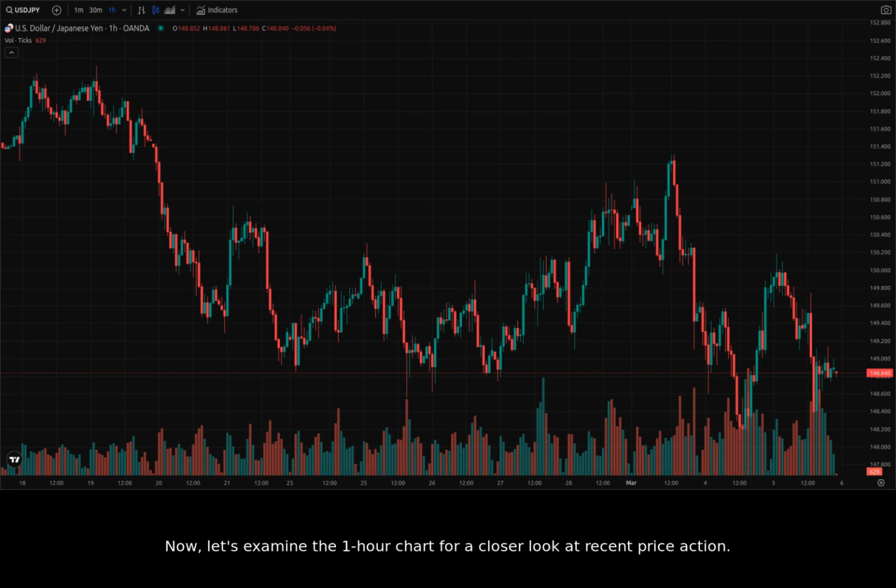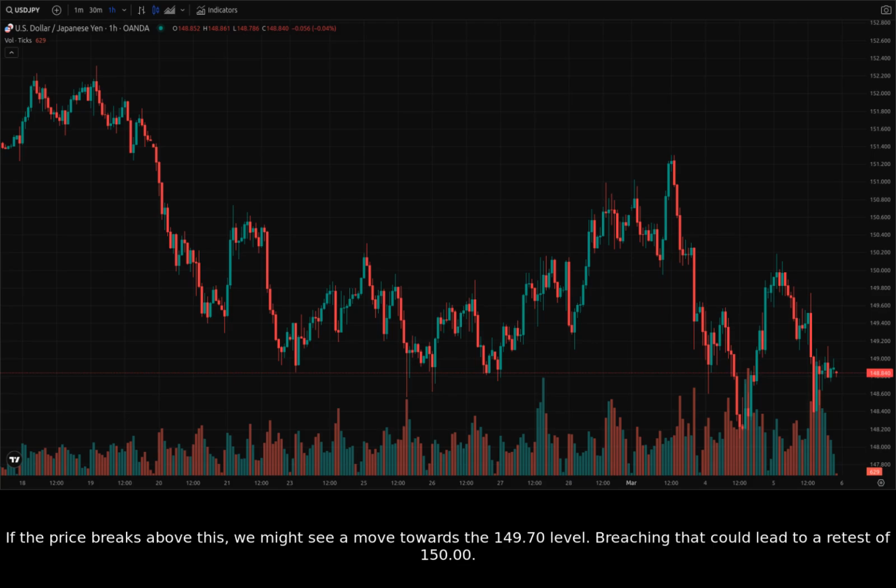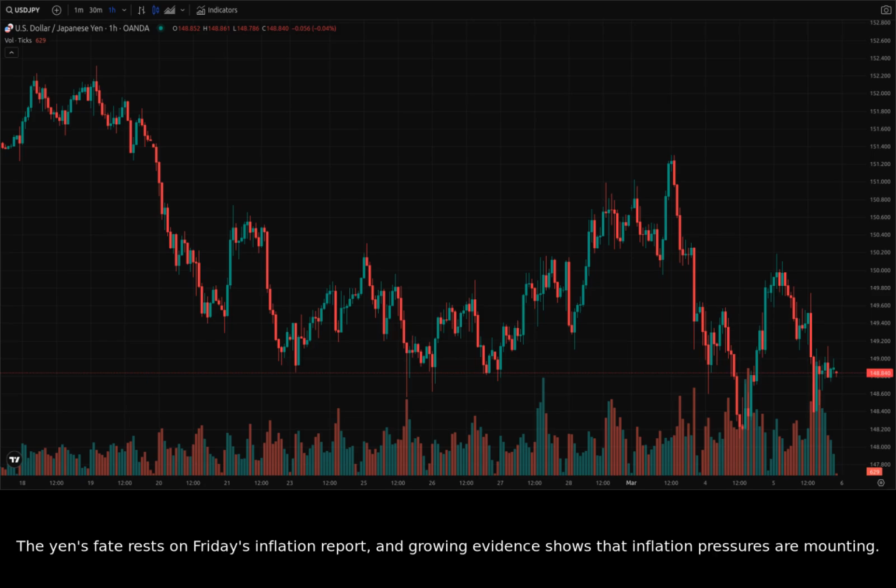Now, let's examine the one-hour chart for a closer look at recent price action. On the one-hour chart, we can identify some short-term support and resistance levels. There's immediate resistance around 149.40, coinciding with the levels mentioned in the news. If the price breaks above this, we might see a move towards the 149.70 level. Breaching that could lead to a retest of 150.00. The yen's fate rests on Friday's inflation report, and growing evidence shows that inflation pressures are mounting.